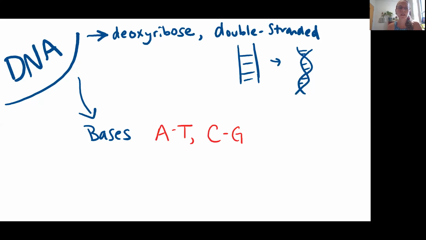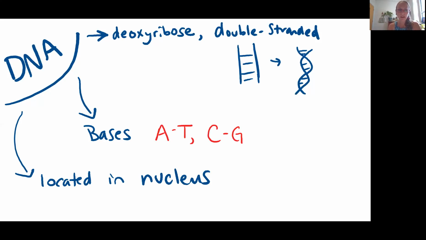So again, for DNA, our sugar is deoxyribose. It's a double-stranded molecule, and our bases are either adenine thymine or guanine cytosine. And there I said it backwards from how I wrote it. Your DNA molecule is always going to be located in the nucleus of the cell when we're talking about eukaryotic cells.